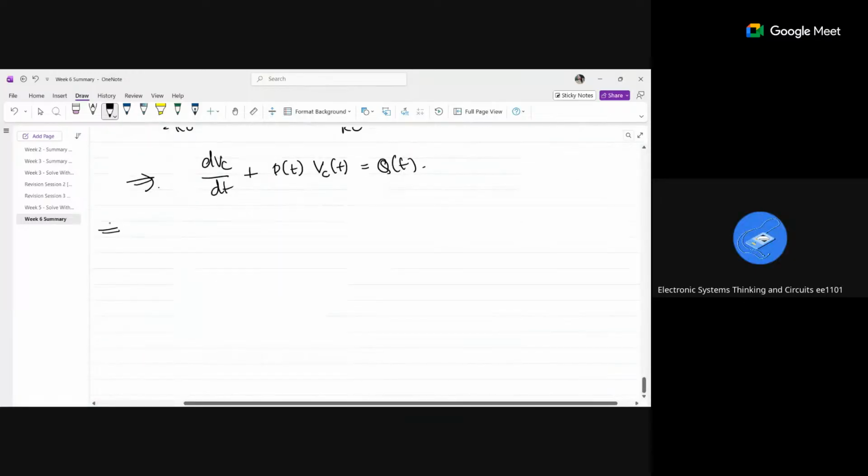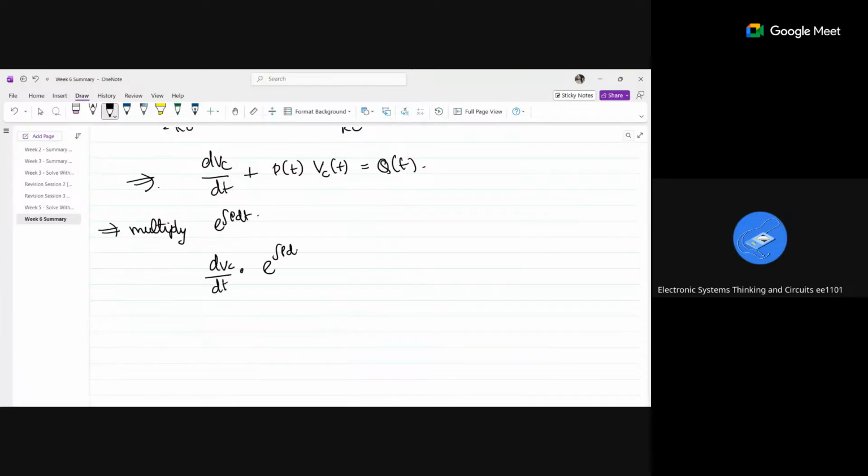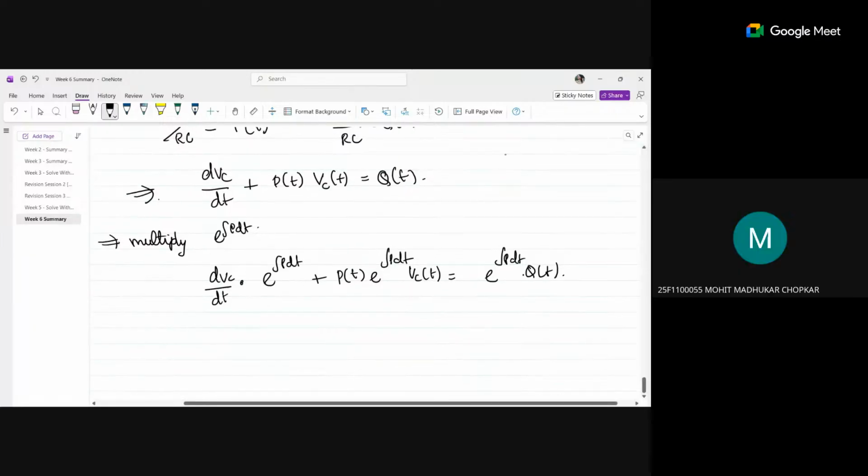Now, to simplify, I am multiplying with e power integral P dt. So dVc by dt e power integral P dt plus P of t e power integral P dt Vc of t is equal to e power integral P dt Q of t. Ma'am, is this a derivation? Yes, this is a derivation. You are going to find Vc of t.